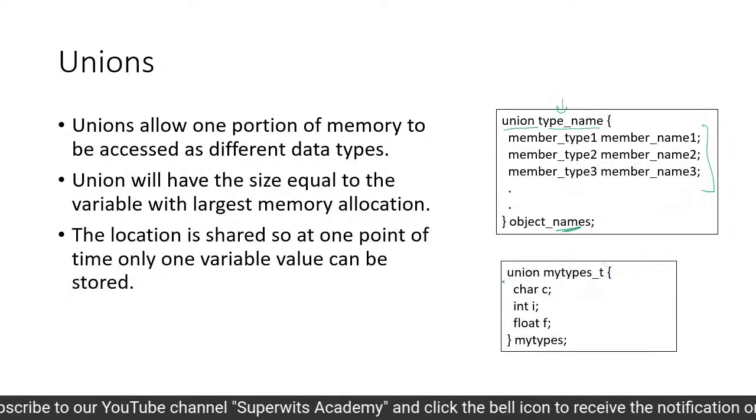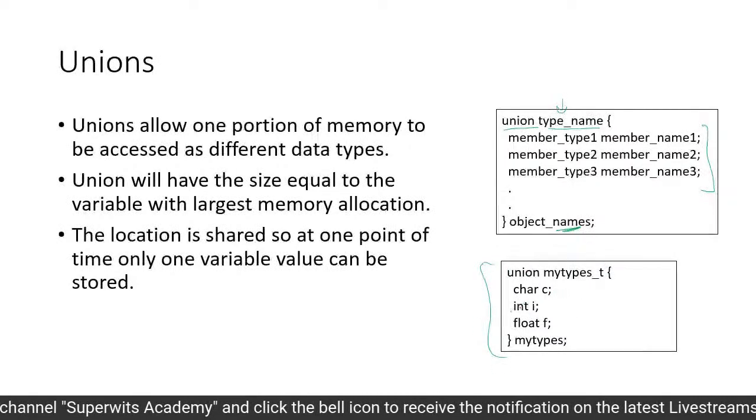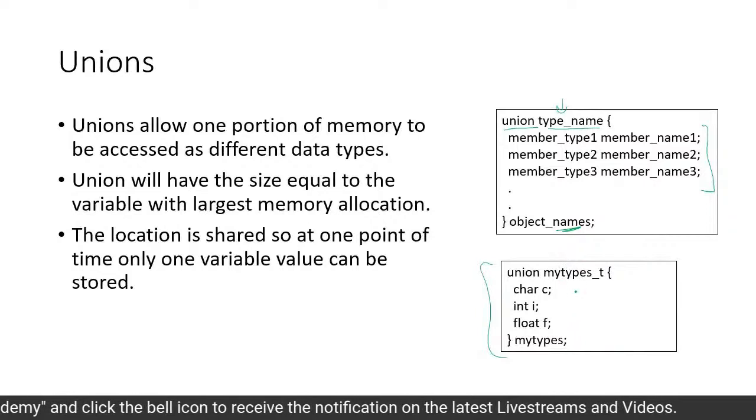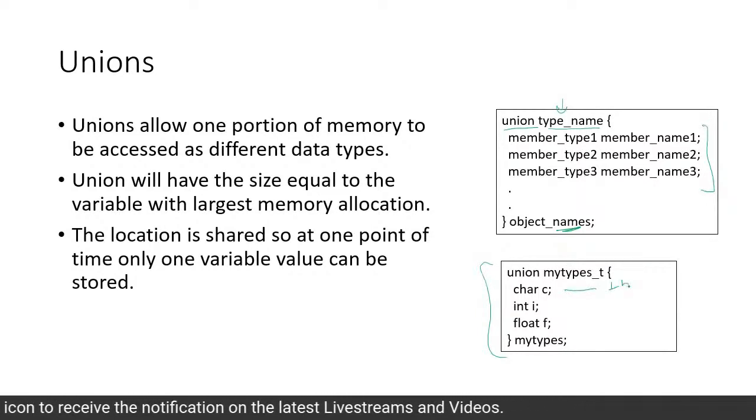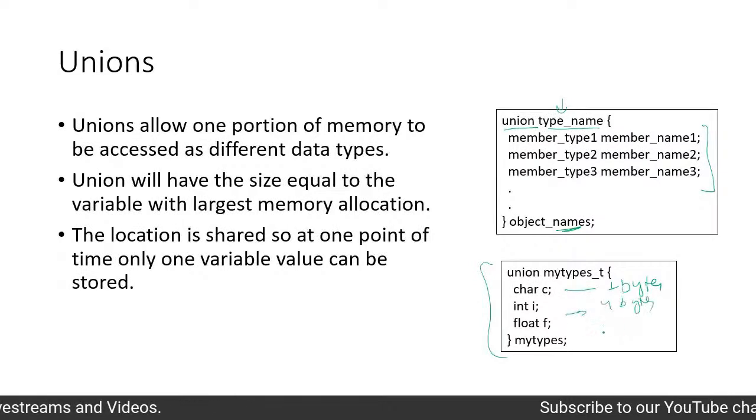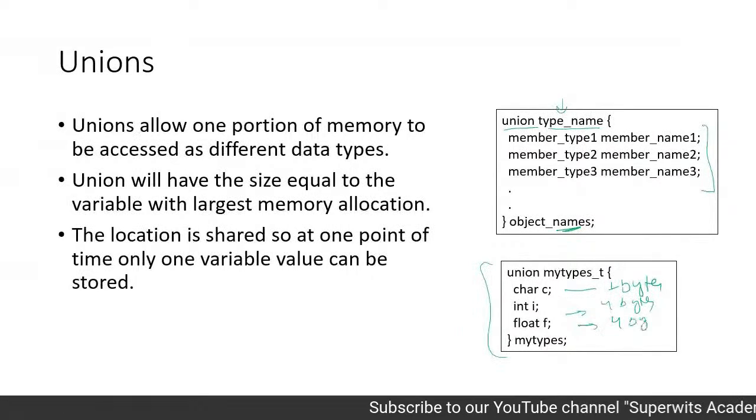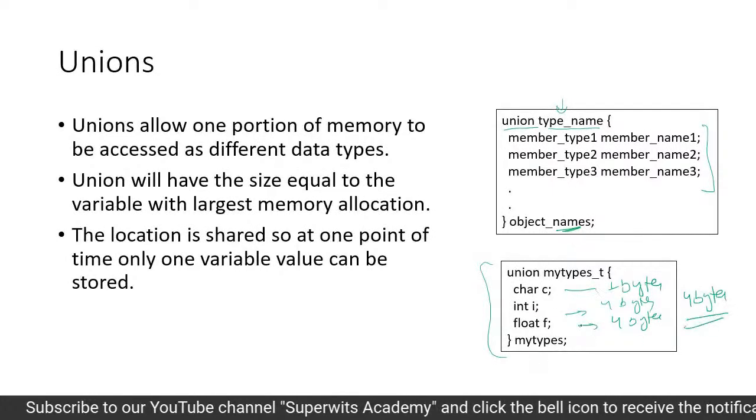Now, this is a typical example we can have. Now, look at this particular example. This is of 1 byte requirement in the memory. This is of 4 bytes, and this is again of 4 bytes. So the maximum that we have is 4 bytes in terms of all these member variables.